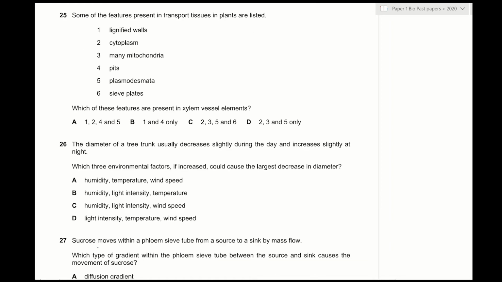Some of the features present in transport tissues in plants are listed. Which of these features are present in xylem vessel elements?